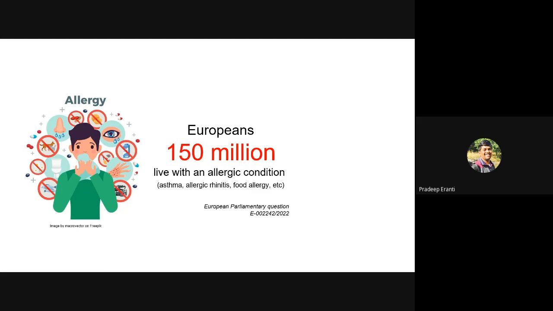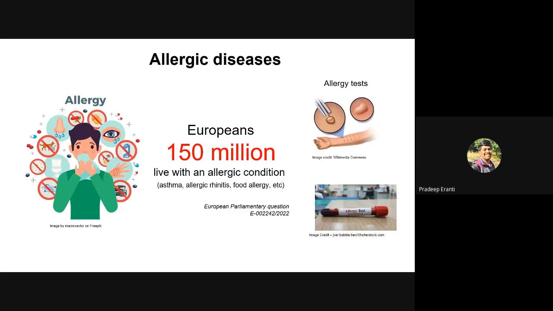So how do people currently identify allergy? One is with the allergic test, which is called the skin prick test. They put a chemical on your skin and then see if you have any allergic reaction to that chemical. The other one is using blood to make an immunoglobulin E allergic test.